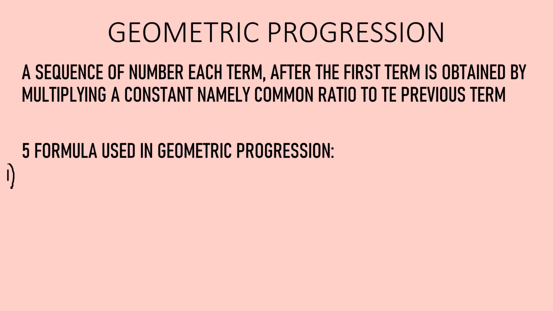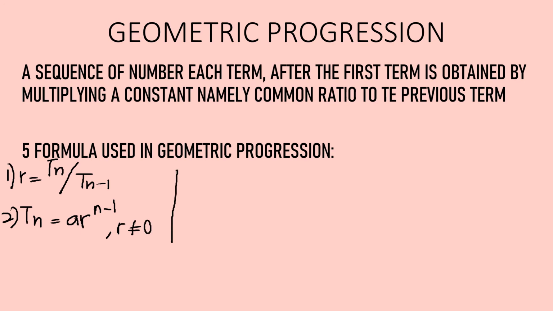Number 1 is the ratio. To find the ratio, R equals Tn over Tn minus 1. This is for the second term and this is for the first term. Number 2, the nth term: Tn equals A R power of n minus 1, where R is not equal to 0. Number 3 is the sum of the first n terms.